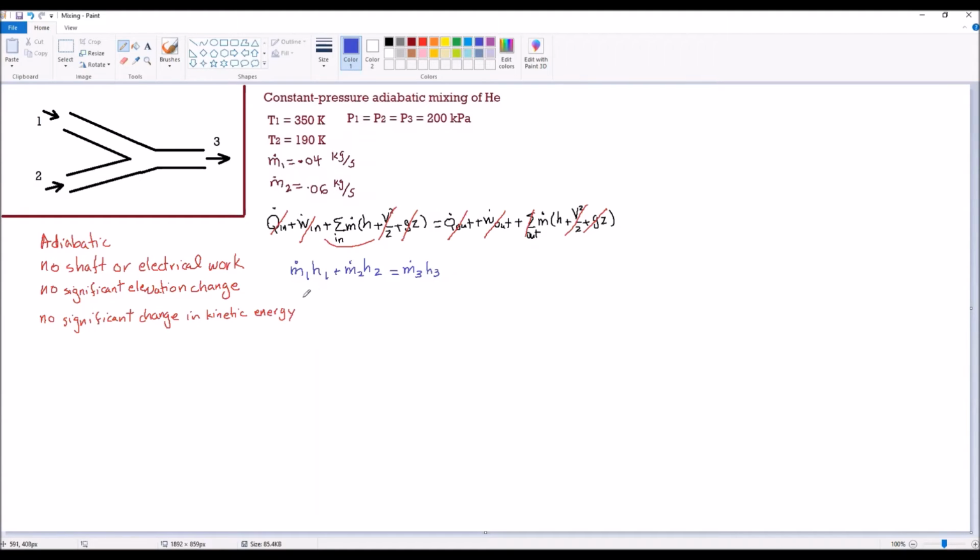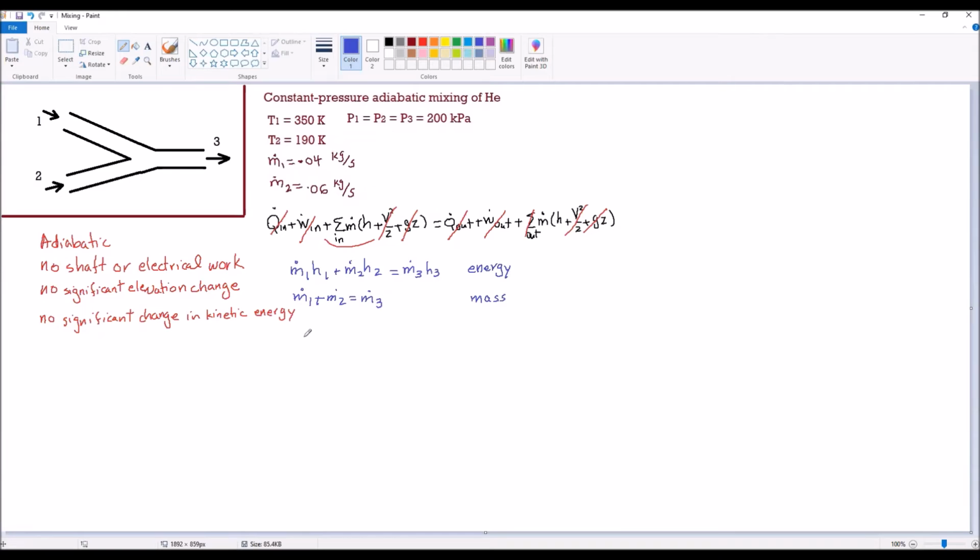Now we need an additional equation. Actually, the first thing before the first law of thermodynamics is to write the conservation of mass, which is very simple for this problem. Total mass flow in is equal to total mass flow out. So m dot 1 plus m dot 2 equals m dot 3. These are the two equations that we have. This is called the energy equation, and this is called the mass equation. Now we can solve the problem by plugging in numbers.